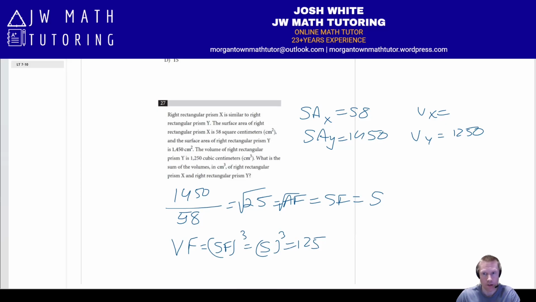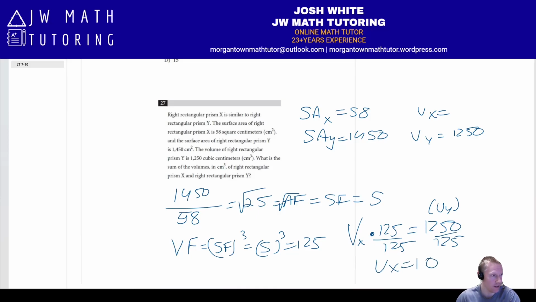That means the volume of the larger one, which is y, is equal to 125 times the volume of the small one. So in other words, the volume of x times 125, the volume factor, is equal to the volume of the larger one, basically the volume of y. So then you just divide by 125 and you get the volume of x to be 10. So what's the combined volume of both prisms? Well, 10 plus 1250 is just 1260. This is the correct answer. This is the answer that you would type in the answer blank.